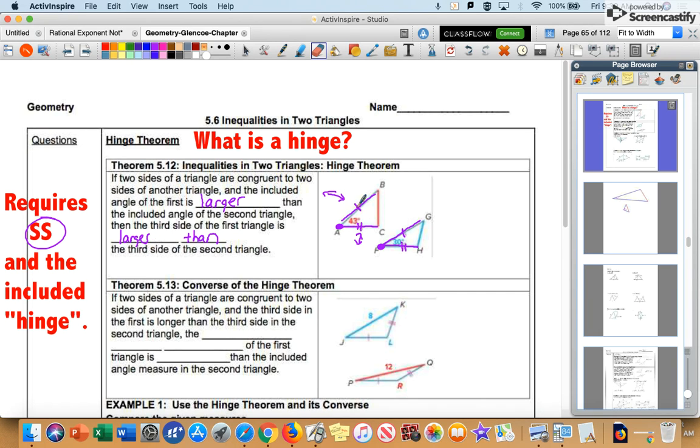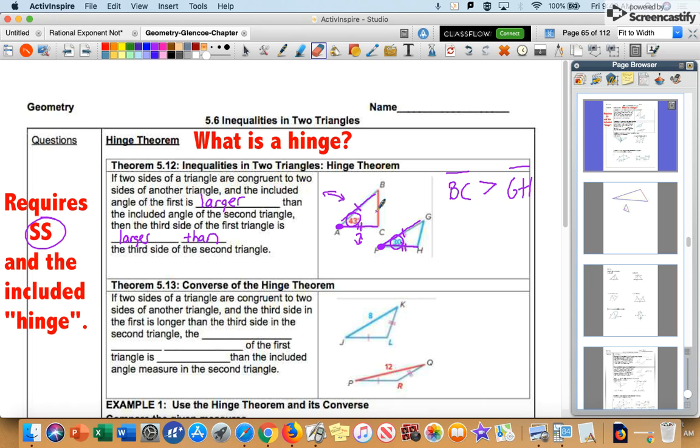So if we look at the example here, we notice that both of these triangles share a side with an included hinge. A is the hinge here, and F is the hinge here. But the angle 43 is greater than this angle of 30, which means that the side opposite that, in this case BC, is going to be greater than the side opposite the hinge in this one, which is GH. So BC is greater than GH. Hopefully that makes some logical sense there. If the angle is smaller, it's going to create a smaller side length here. If the angle is larger, it's going to create a larger side length.